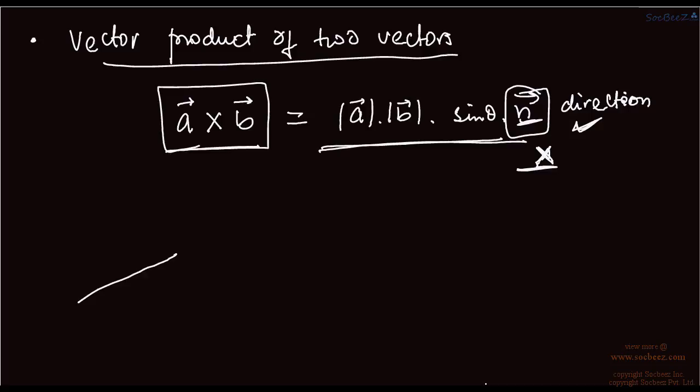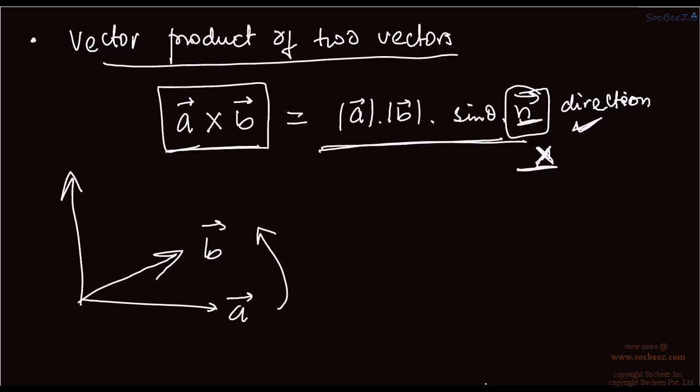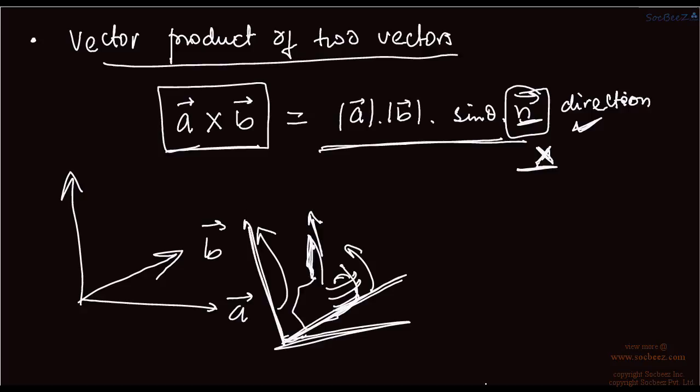This A cross B is like, this is A, this is B. Then A cross B will be moving your fingers in this direction, and the thumb will point in this direction. So you curl your fingers in this direction and your thumb will show you this direction, which is perpendicular to the plane of these two directions. This will be the direction of your thumb. So this is your A cross B vector, where this is A vector and this is B vector.